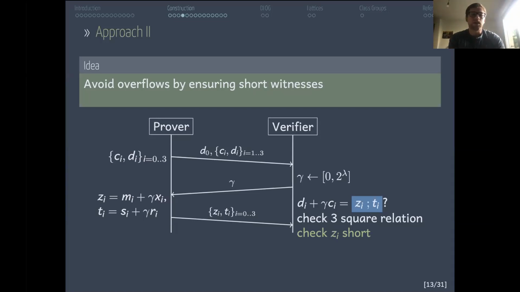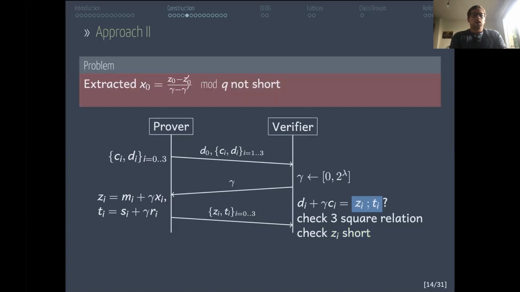So a constant times shorter does not suffice. So this approach, does it work or not? And again, this approach too doesn't work yet, because what we extract, and this is why I wanted to show the proof of opening before, is actually x0, which is equal to z0 minus z0 prime divided by gamma minus gamma prime. So we saw before that we can actually extract a fraction mod q, which will be equal to x0.